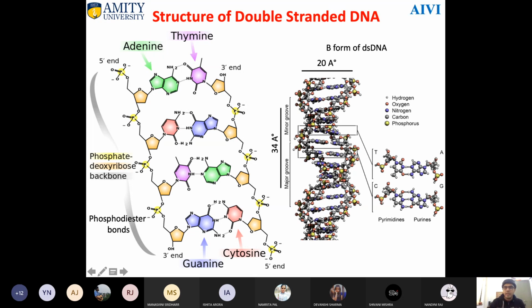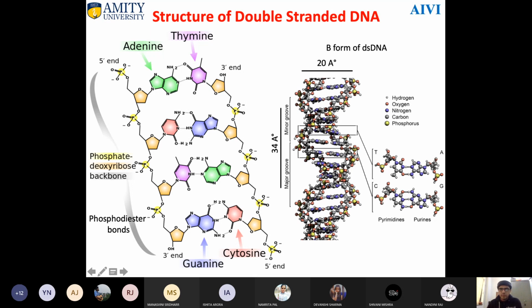Okay. And one more thing about the forms of DNA. Most of the DNA that we are talking about is the B form of DNA, and whatever structure is being described to you, we are describing the B form of DNA. There are different forms of DNA depending upon the environment. The Watson and Crick model, the Watson and Crick structure that we are referring to, is the B form of DNA. We are not referring to the other forms of DNA.